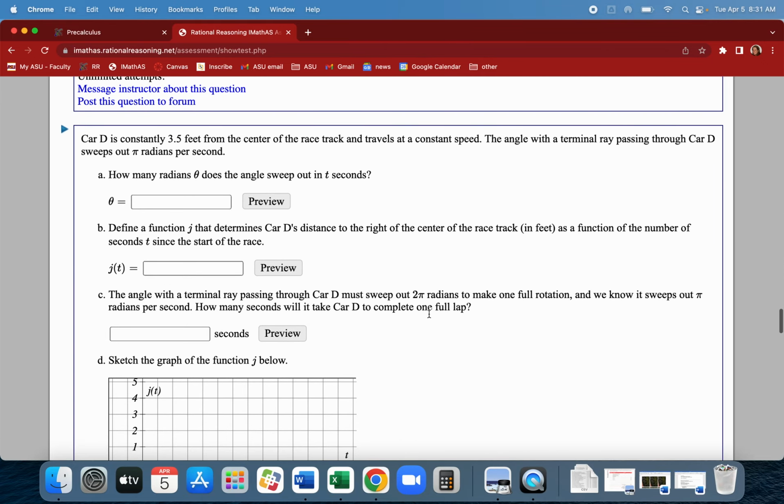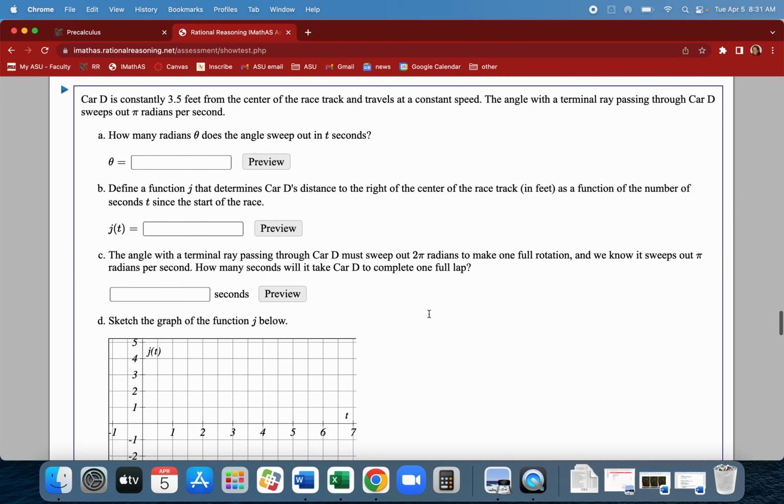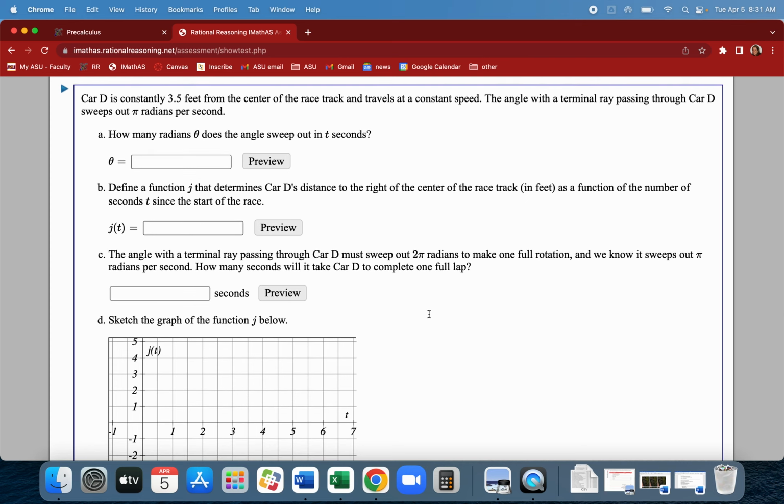All right, last one on here that I want to go through, and this one I'll leave for you to try on your own more. We'll talk about it afterwards, but car D is 3.5 feet from the center of the racetrack, and it goes through pi radians per second, so that sounds faster, 3 point something radians per second.